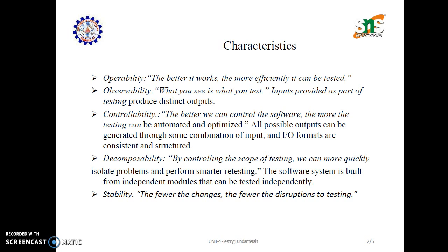Stability. If a few disruptive changes occur, they do not affect the testing process. So the five major things: operability, observability, controllability, decomposability, and stability.